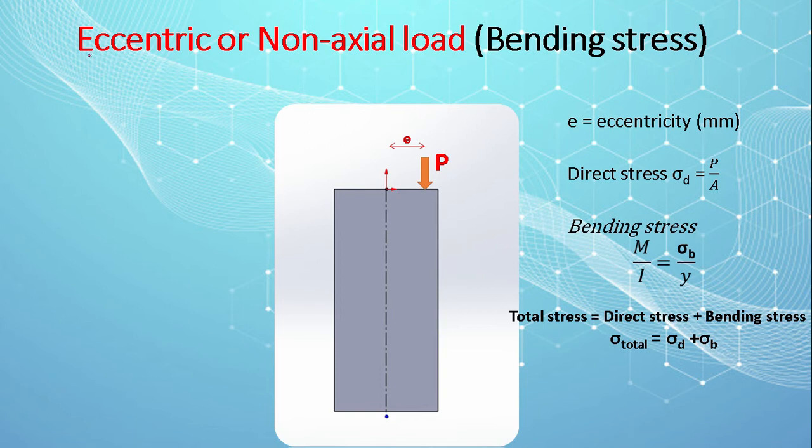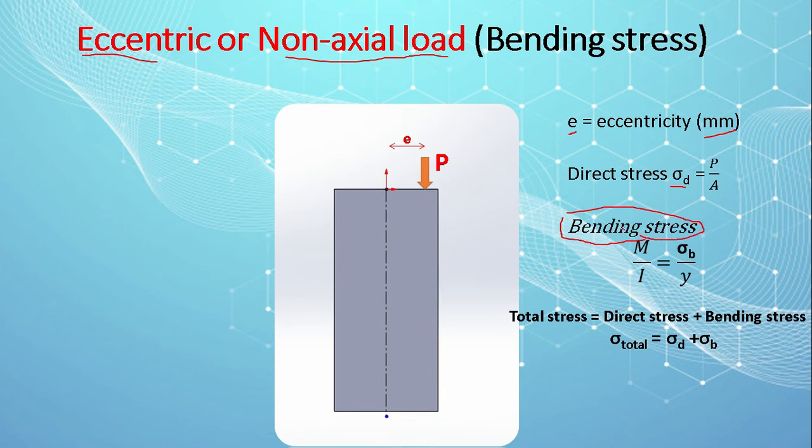So here, eccentric or non-axial loading, we have seen this in the previous slide. This force P is applied at a distance of e from the axis. So eccentricity small e is calculated in mm. In this case, direct stress can be calculated. Sigma d is equal to simply load divided by the cross section of this member, load divided by area, P divided by A.